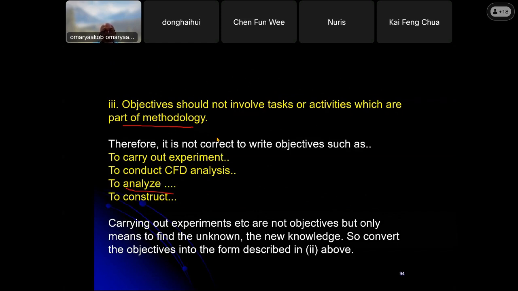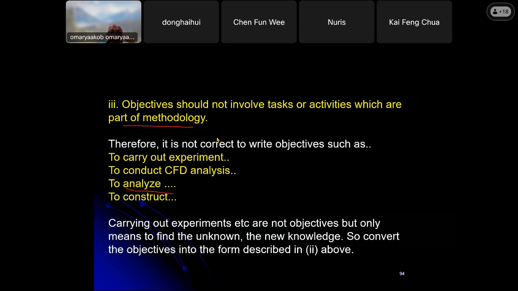Okay, maybe the research question is, what is... I don't know how do we make it, very difficult to make a research question from here. To conduct CFD analysis, to analyze. Is it because no one has analyzed? Okay, we don't know how to analyze, right? So very difficult, because they are not objectives. They are not supposed to be objectives.